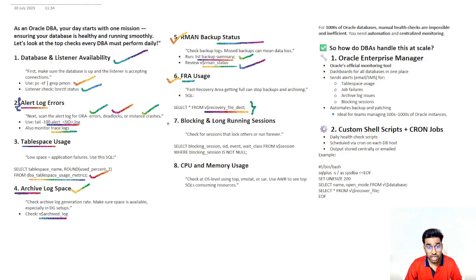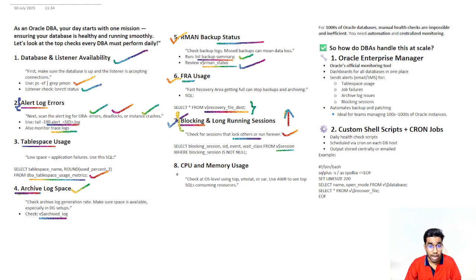Next in the checklist we have blocking and long running sessions. Here, one session may lock another session, or one of the queries is taking a longer time to execute. For those types of sessions I need to clear them, or I need to check which sessions are taking longer time and which session is locking another session. With the view $v session, I can validate which sessions are taking longer time.